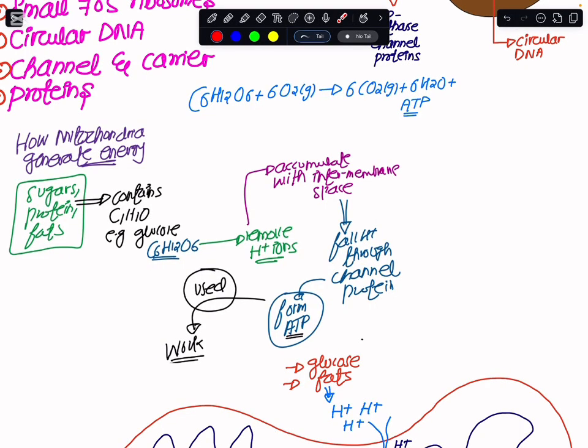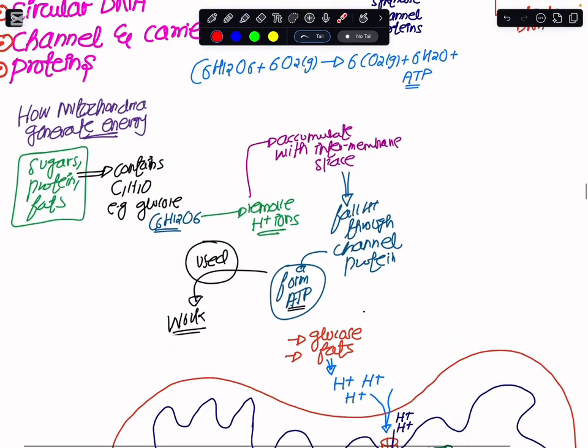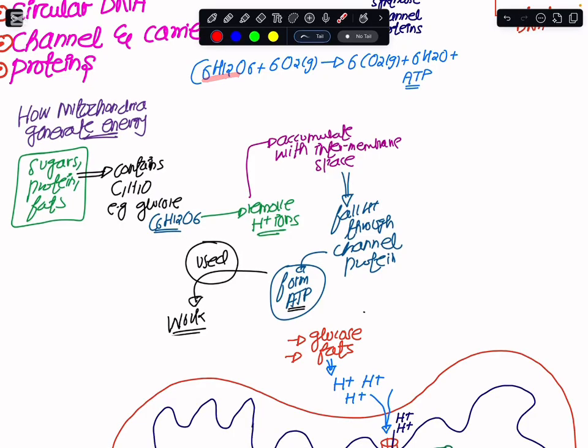In your diet, you eat sugars, proteins, and fats. All of these biological molecules have elements in them: carbon, hydrogen, and oxygen. As far as this equation is concerned, I will talk with respect to the glucose molecule, which has hydrogen and also some electrons in it.